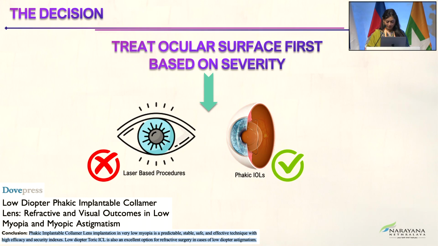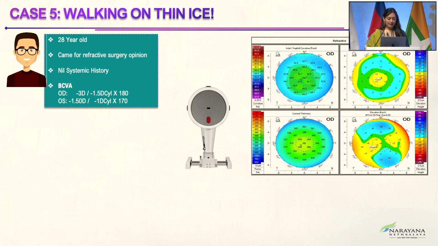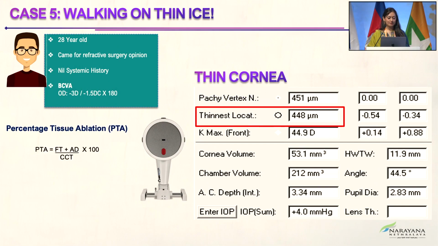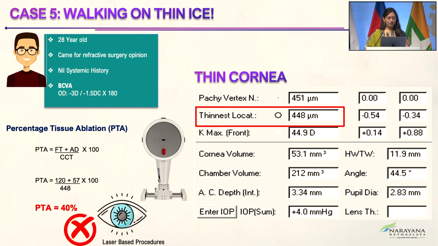I'm going to skip the videos because Sonu sir's presentation was very good. And last but not the least, whenever there's a very thin cornea, especially less than 470 microns, always go ahead and do a phakic IOL without thinking.